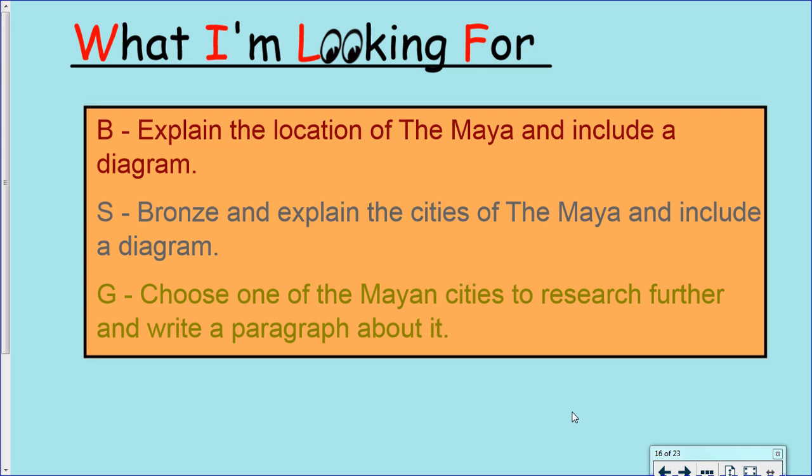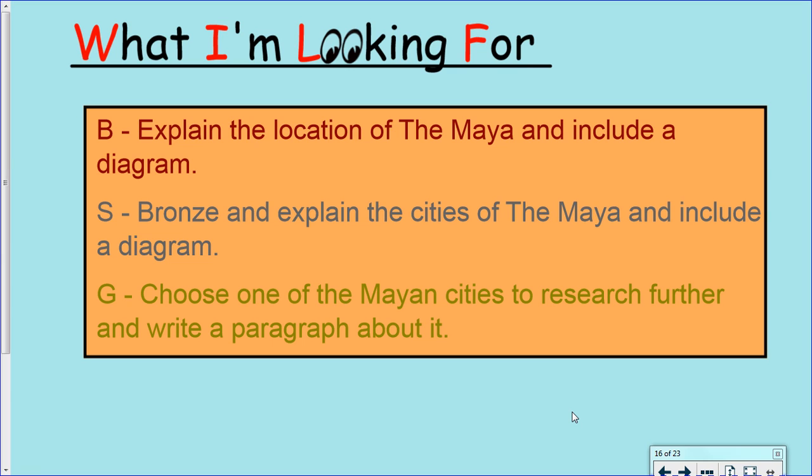So we're on to the task for today. So bronze is just to explain in a nice paragraph the location of the Maya and include a diagram. So you need to talk about the fact that they're in North America. They're in what is now known as Central America, but what they called Mesoamerica. And you need to include the countries that their area covers that they lived in. Okay, and then try and draw a little map. I've got a waggle for you in a moment. Everybody needs to start on bronze.